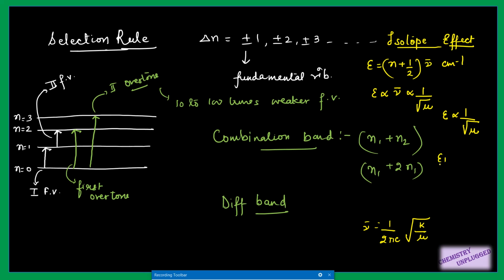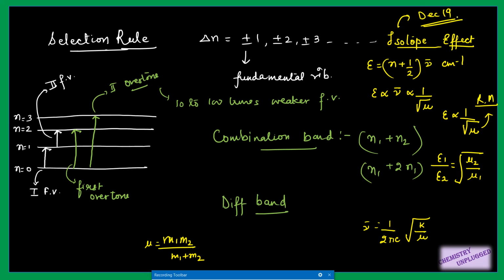Now we can use this equation for different isotopes. So this part is very simple. This mu is nothing but the reduced mass, and we know the reduced mass is given by m1 m2 upon m1 plus m2, right? So this part is very simple, and you can see questions based on this isotope effect in previous years' questions. There is one question in December 2019 from this isotope effect, right?